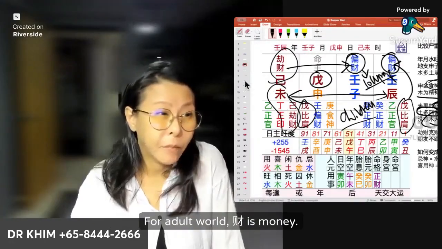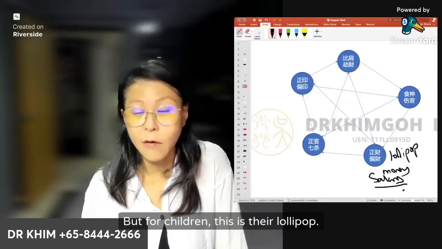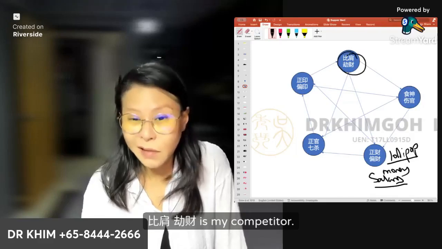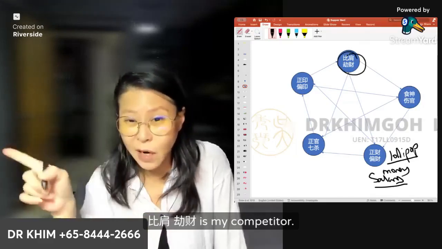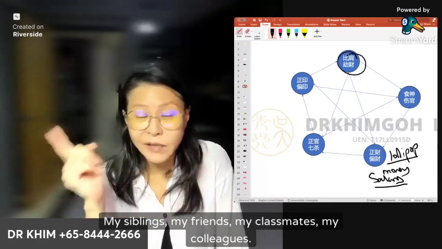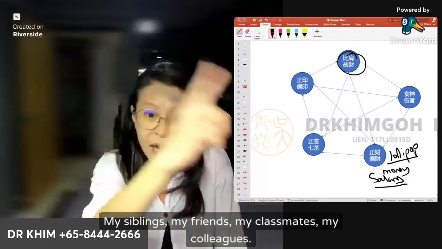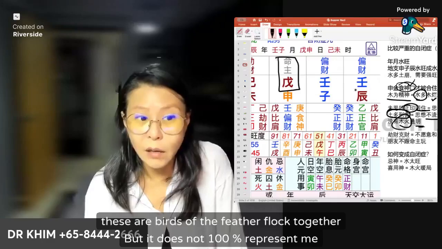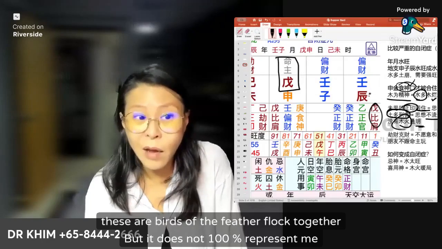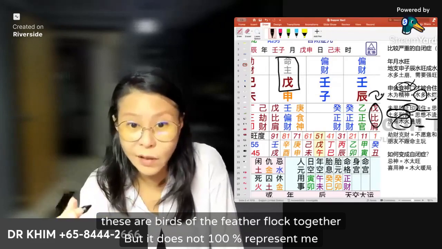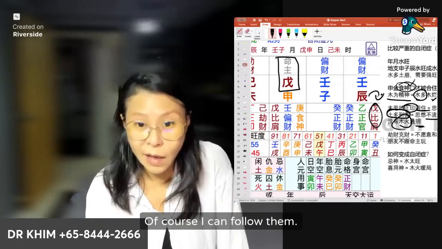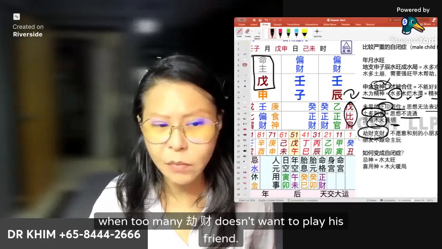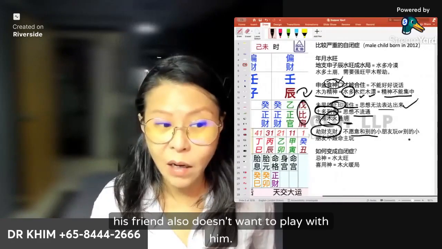For the adult world, cai is money. But for children, this is their lollipop. Then the 比肩劫财 is not me. 比肩劫财 is my competitor, my siblings, my friends, my classmates, my colleagues. 比肩 is not me. Me is called 命主. These are birds of a feather flocking together, but it does not 100% represent me. Of course, I can follow them, but it doesn't mean they are me. When there are too many 劫财, he doesn't want to play with his friends, and also they don't want to play with him.